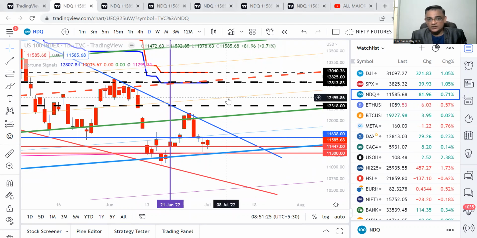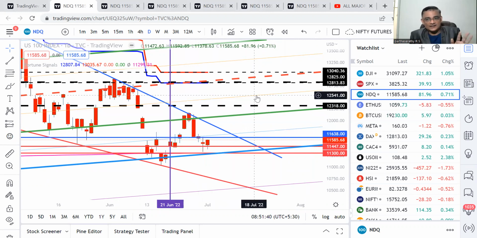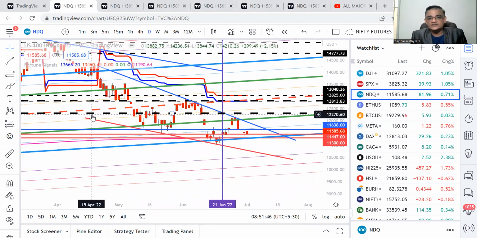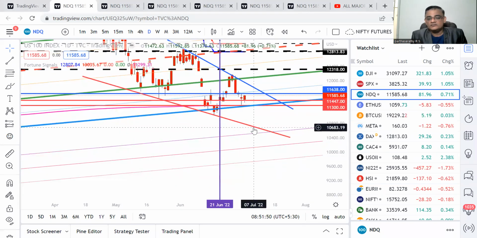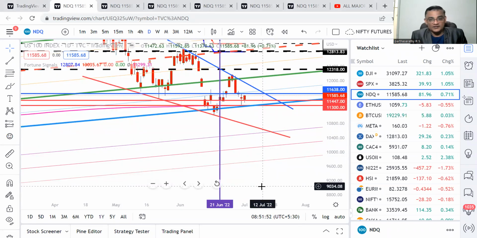As I already mentioned, the bigger black color line is my fortune signals monthly. It has broken that level and closed below. First of all, it is looking ugly, no doubt about it. And this is a falling wedge. You all can see this is a simple falling wedge. If it breaks below the wedge, we are in for another major problem.